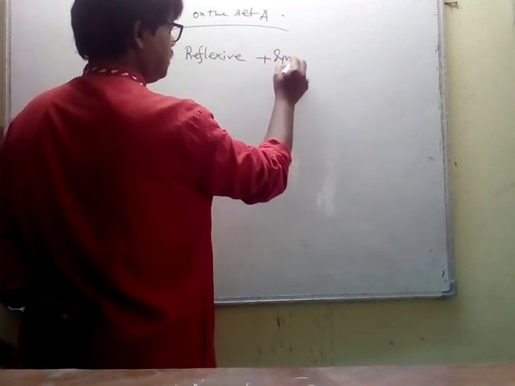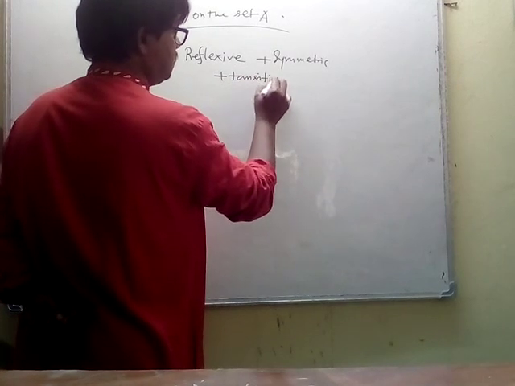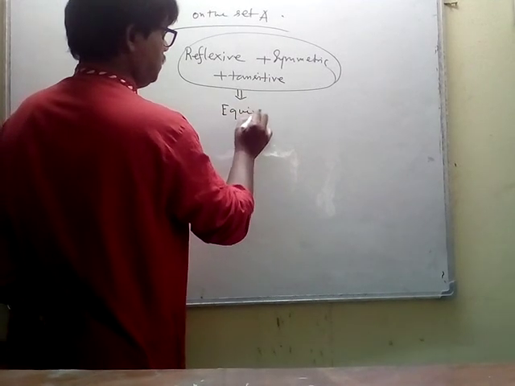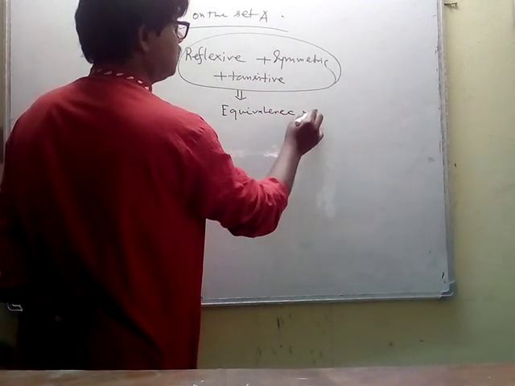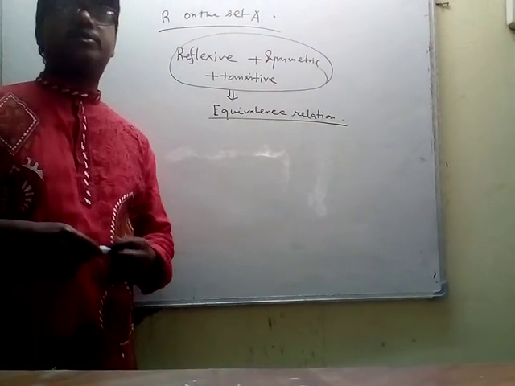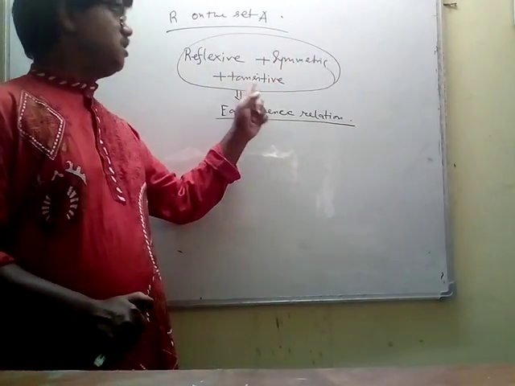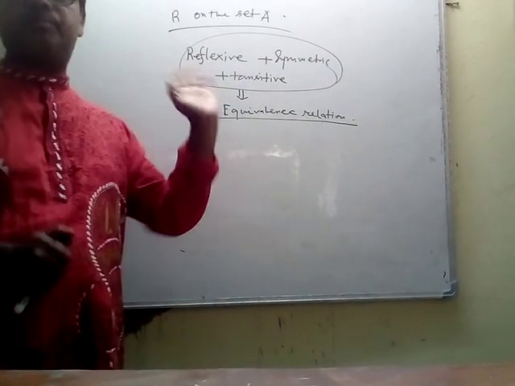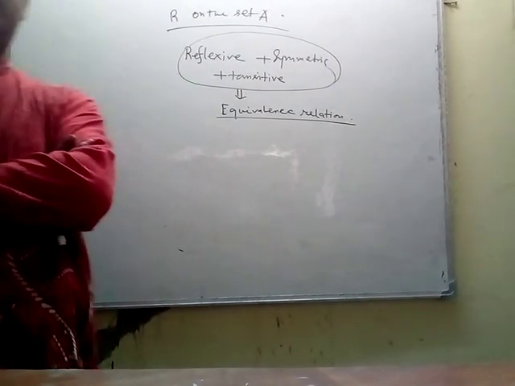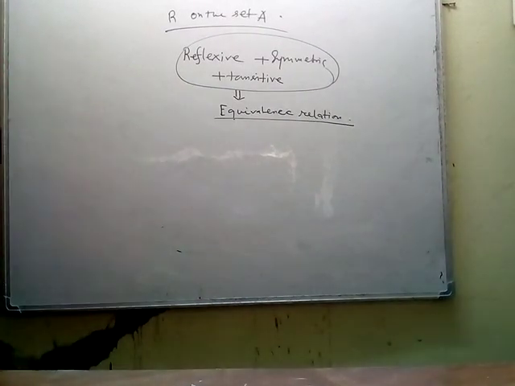If a relation is reflexive, symmetric, and transitive, then this relation is called an equivalence relation. To show a relation is an equivalence relation, we have to prove it is reflexive, symmetric, and transitive. Now we give an example.